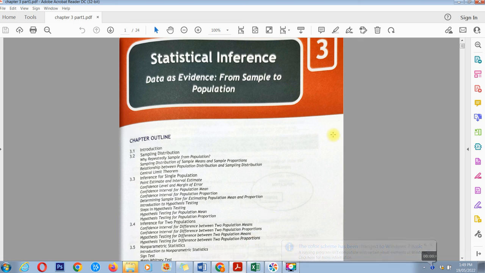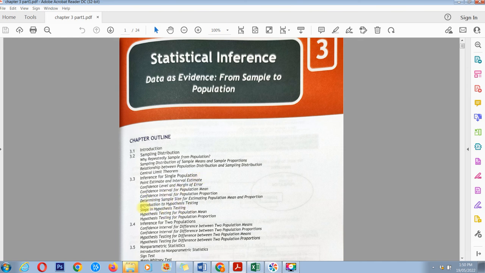Okay, for this chapter, I will try to cover the theory first, and then if we have no time, we will discuss on Monday night for the Excel, how to do your Excel. Alright, so we will cover this week. Today we will cover until 3.3, inference for single population.